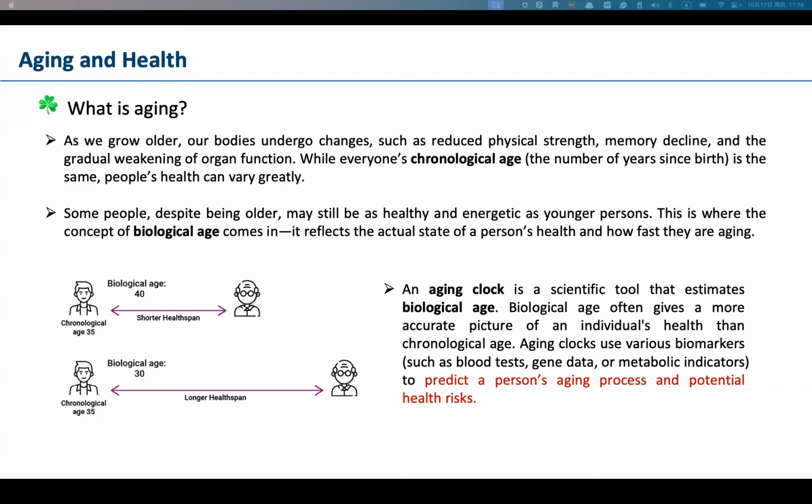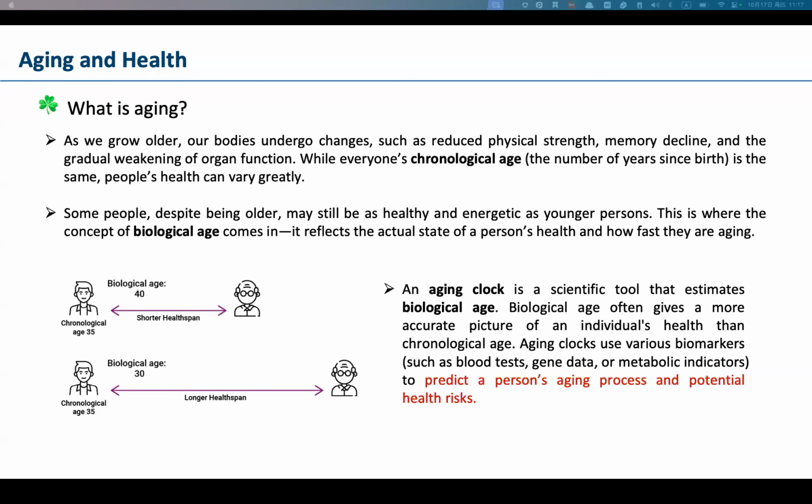So you can see the picture. If the person's CA, chronological age, meaning the number of years since birth, is 35, but his biological age, the BA, is 40, it means his BA is greater than his CA. So he has a shorter healthy span. And if the person's CA is 35 and his BA is 30, it means his biological age is less than his CA, so he has a longer health span.